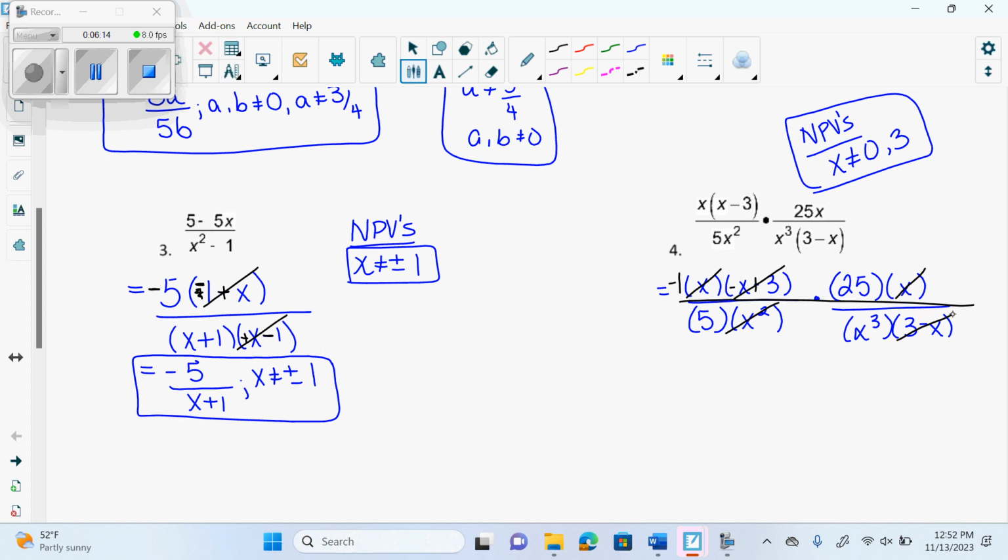So if they're the exact same but wrong sign, take a negative 1 out. Then if I'm stuck with numbers, that's fine. I'm going to have negative 25 over 5x cubed. And then I say, hey, I can reduce these. Take out a 5, I'm left with 5. Take out a 5, I'm left with a 1. So I'm actually left with negative 5 over x cubed. X can't equal 0 or 3.